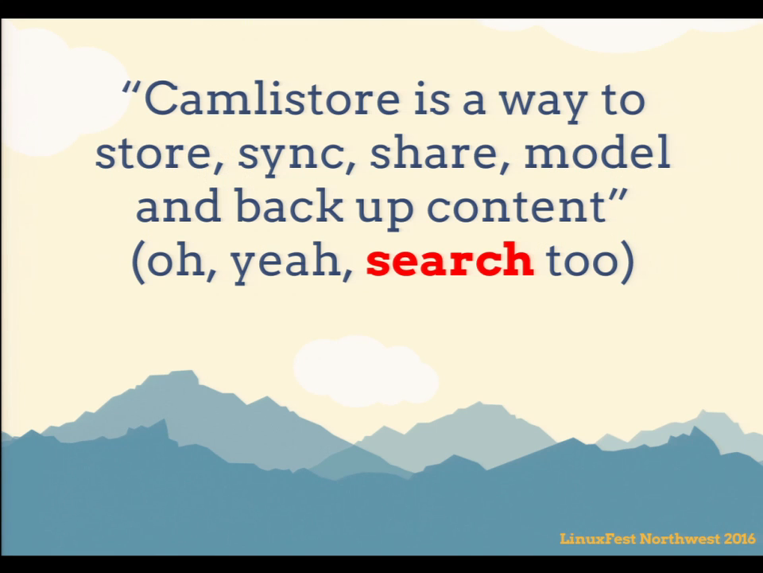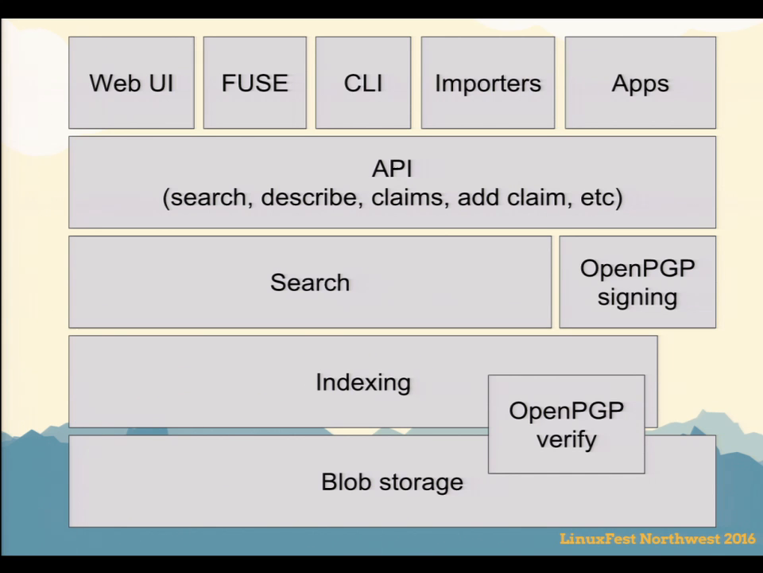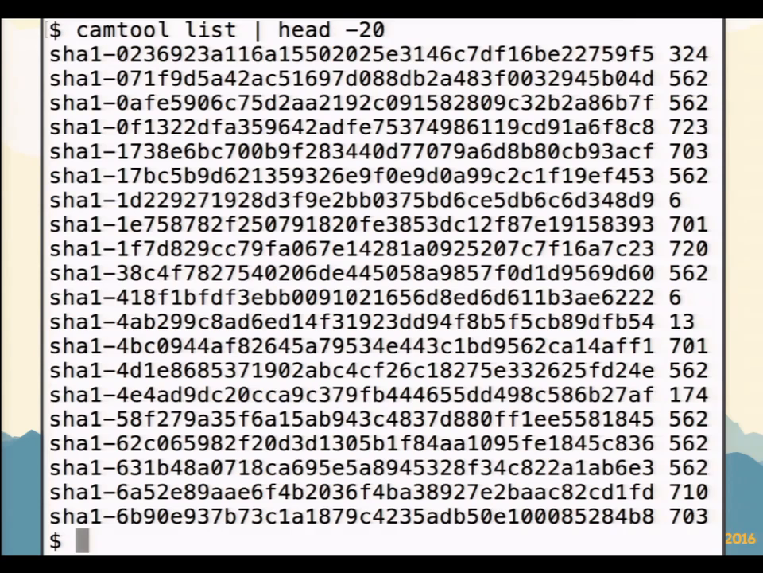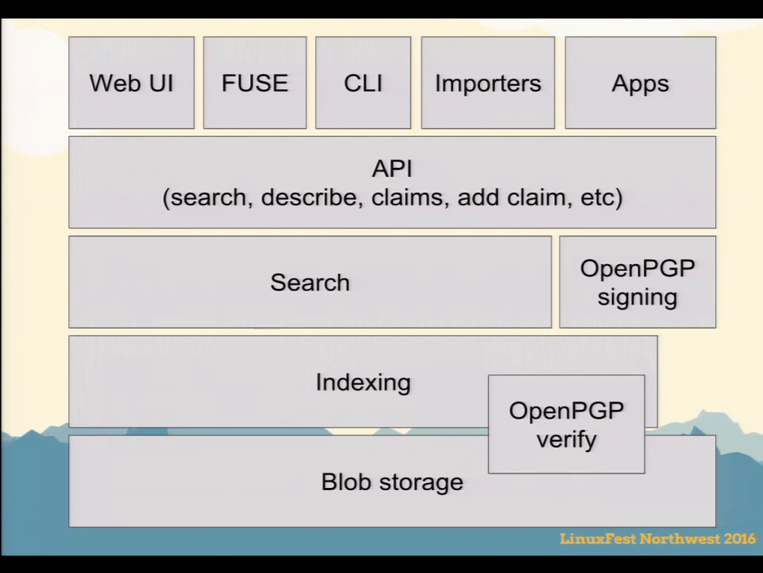So I didn't mention search, but search is kind of fundamental to doing any of this other stuff. If you think of this architecturally, you have your blob storage, which is all dumb. Then we have some indexing on top of that, making sense of what this whole mess is, because you don't really query that efficiently. So we're going to index all that, then have a search system on top of the indexes, and there's some verification that signatures match, so you can't spoof claims, built into the indexing. Then we have an API on top of that, and all the fun stuff like the Fuse mounting, the web UI, the command line tools all run on top of the API.